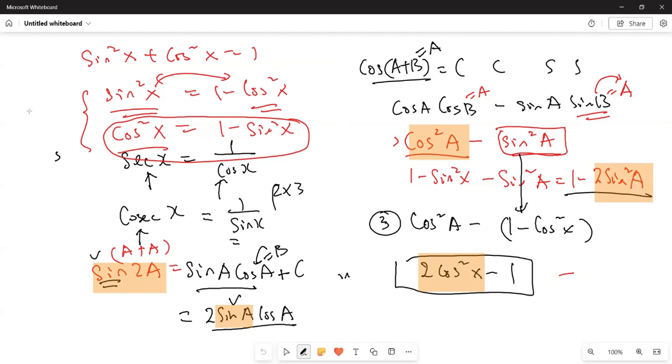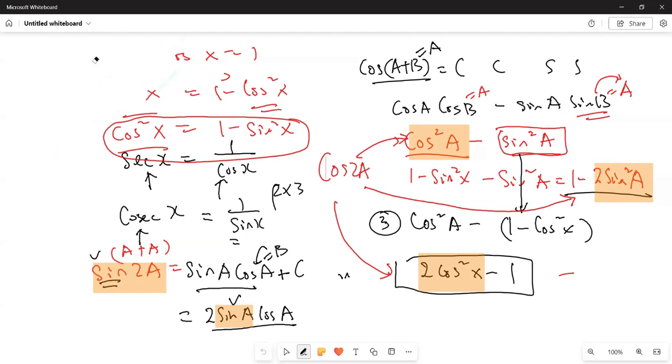So all these are the double angle formulas for cosine 2a. Double angle for cosine 2a comes in 3 different types: 2 cosine square a minus 1, cosine square a minus sine square a, and 1 minus 2 sine square a. Understand? So you have 3 of them here. Is that okay with you? So these are the 3 double angle formulas. Now don't worry. In the exam, I make sure you can find the correct one.